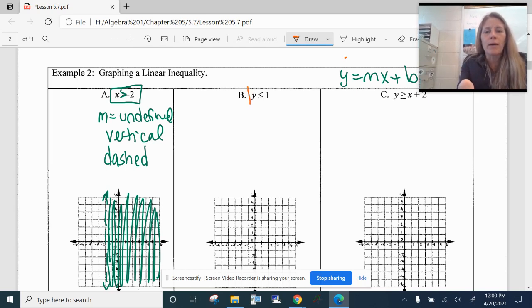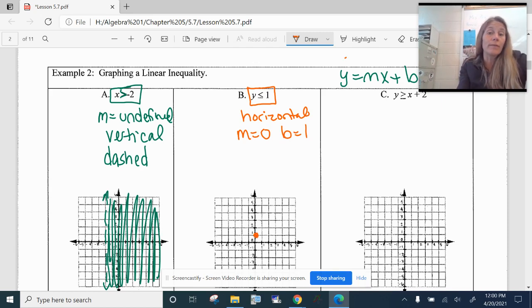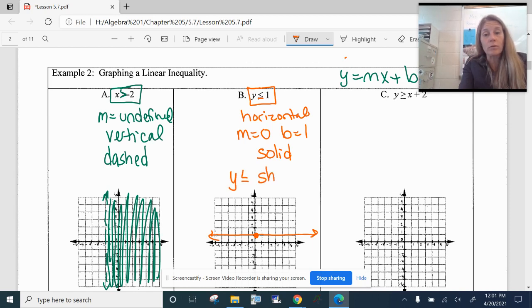Now for B, we have y is less than or equal to 1. So this is actually going to give us a horizontal line. And that's because the slope here is 0 and the y-intercept is 1. So I would go to plot my y-intercept, but then I don't have a rise or a run, so I'm just going to do a solid horizontal line. Now the reason why I picked solid was because of the equal to underneath my inequality sign.